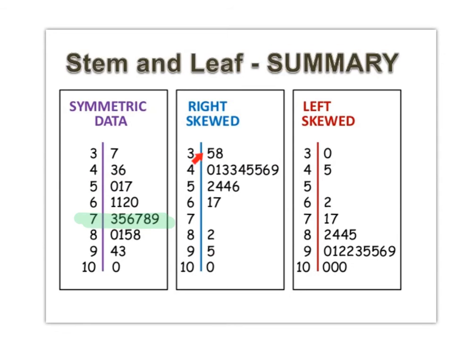Here's an example of right skewed. This is where the majority of the values are at the top, and then we have outliers at the bottom. And here's an example of left skewed, where the majority of values are at the bottom, and we have outliers at the top.